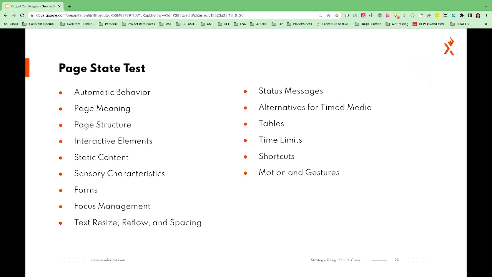Static content is something like, yeah, it's just a paragraph. And sensory characteristics is something like a captcha, we would say. Forms, the web forms, whether they are able to submit them or not. Focus management, the color contrast, which we already discussed. Text resize, reflow, and spacing. And the tables, alternatives for timed media.